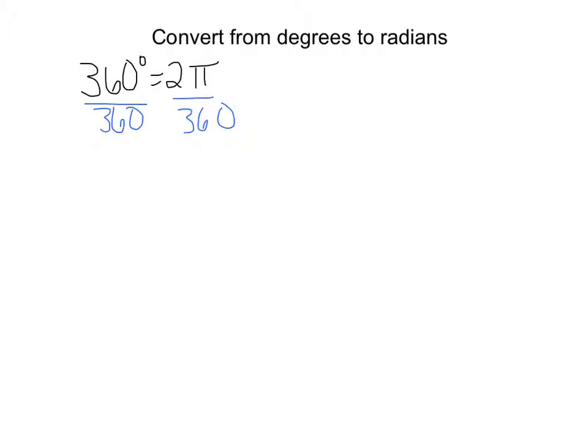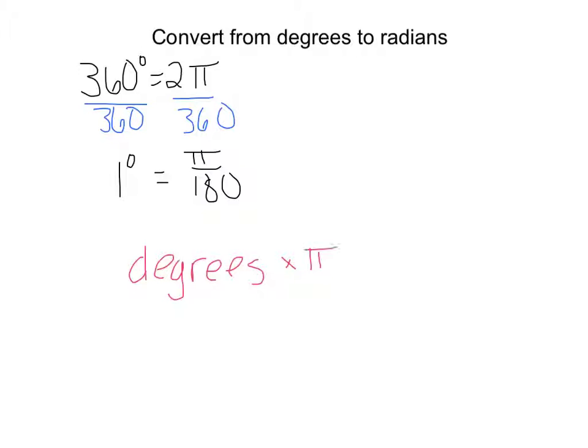And when I do that, I'm left with 1 degree is equivalent to 2 pi over 360, which I can reduce to pi over 180. So if 1 degree is equivalent to pi over 180, then in order to convert from degrees to radians, all I need to do is multiply my degrees by pi over 180. So I can take any degree value and multiply it by pi over 180 to get an equivalent radian value.